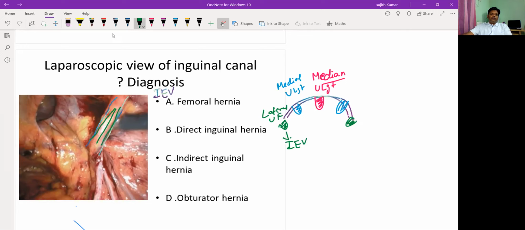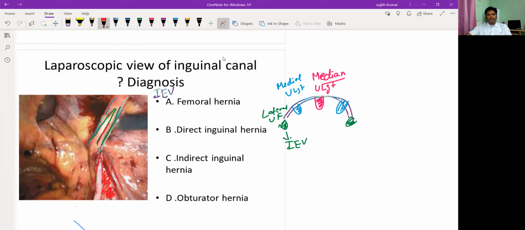This structure is the vas deferens, and this one is the gonadal vessels. This is the triangle of Doom that you are seeing. So this part is the triangle of Doom, and this is the inferior epigastric vessel.